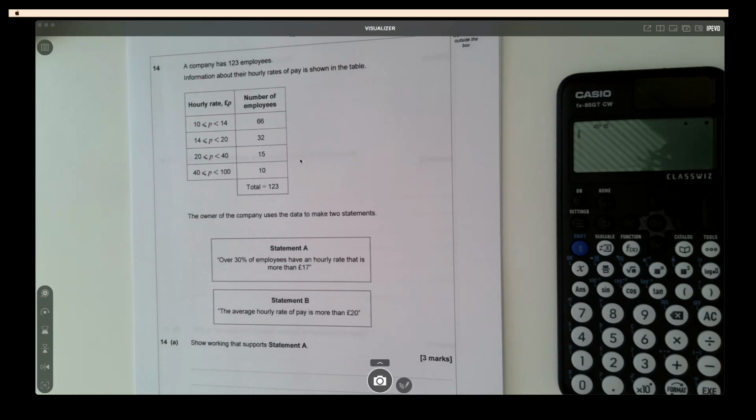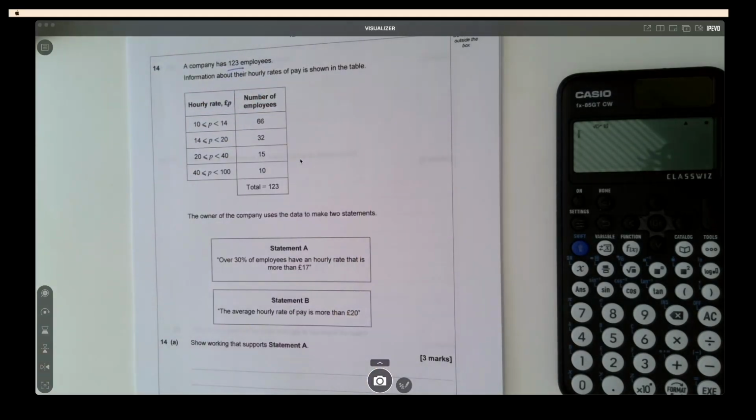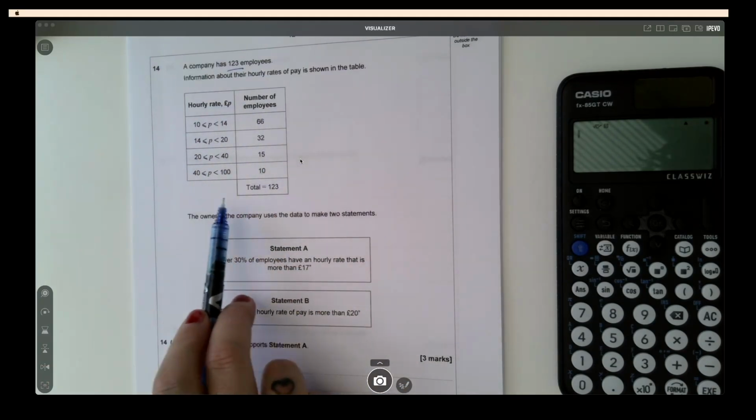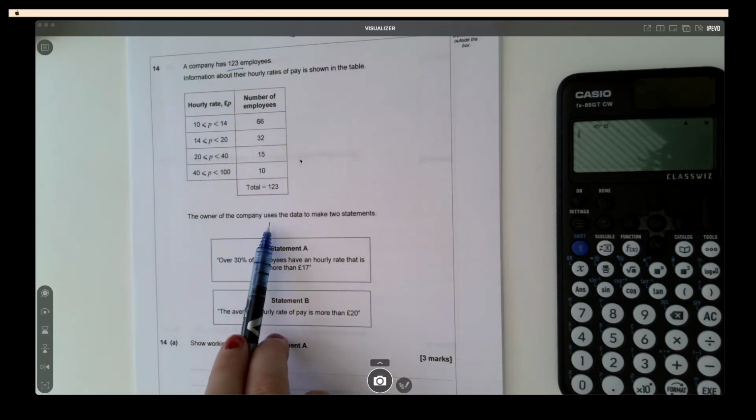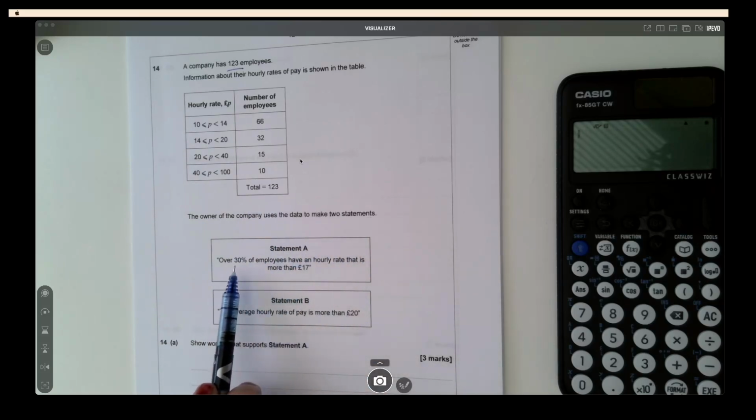Question 14. A company has 123 employees. Information about their hourly rates of pay is shown in the table here. The owner of the company uses the data to make two statements. Statement A. Over 30% of employees have an hourly rate that is more than £17. Statement B. The average hourly rate of pay is more than £20. 14A. Show working that supports statement A.